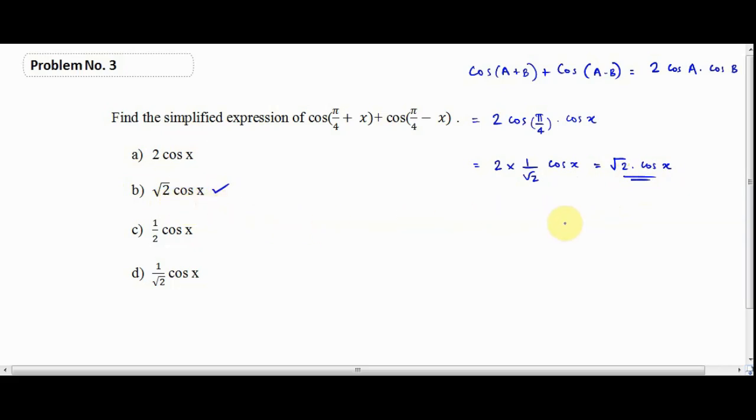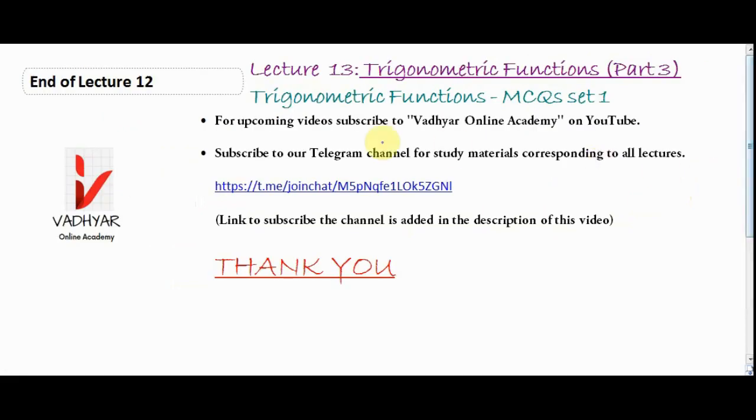With this we will wind up lecture 12. In lecture 13 we will continue with trigonometric functions. We will discuss MCQs corresponding to lecture 11 and lecture 12.